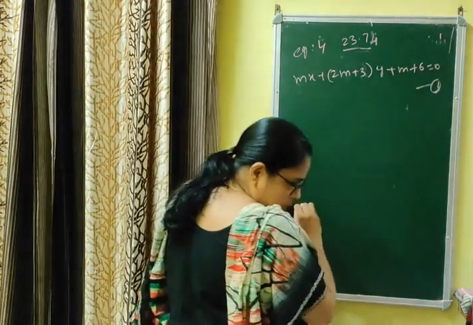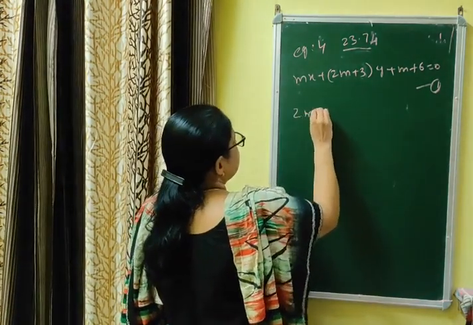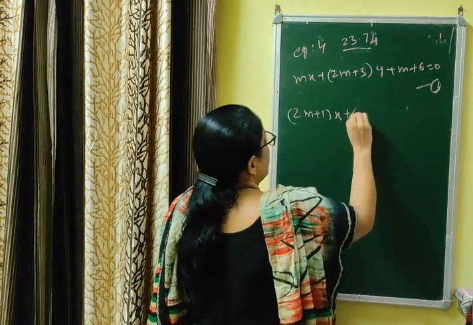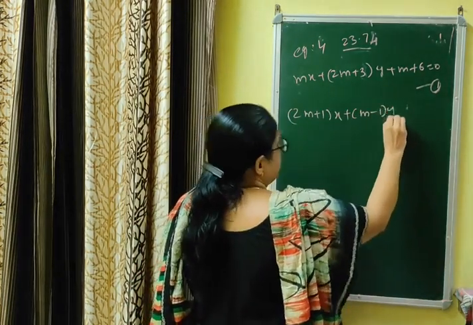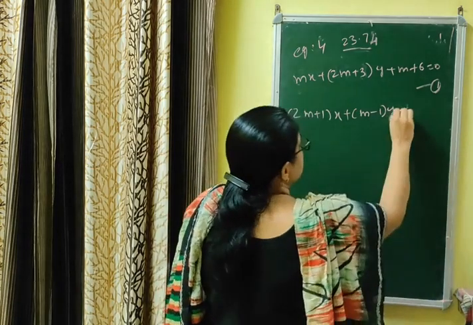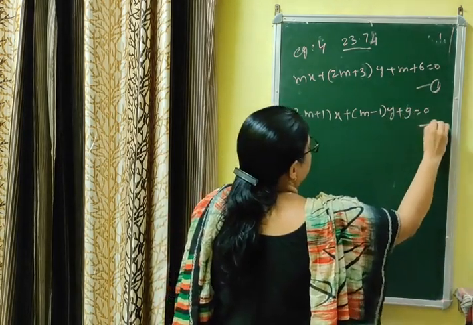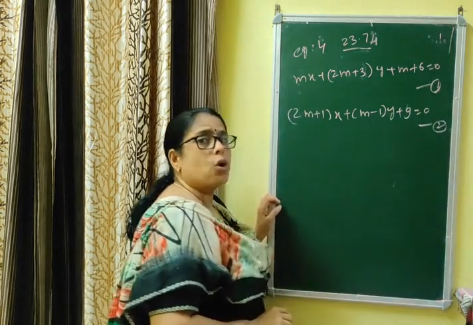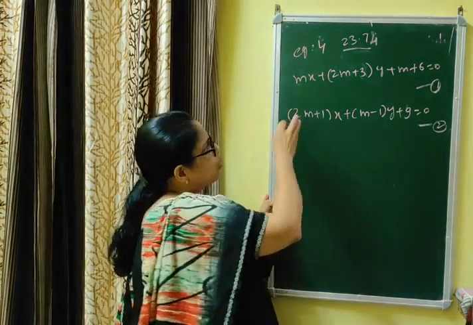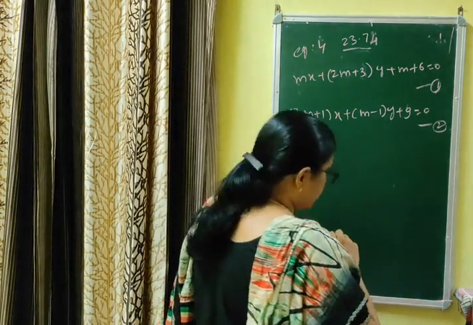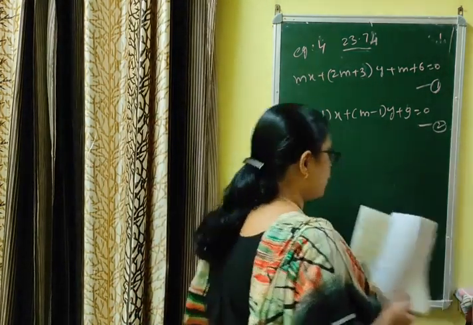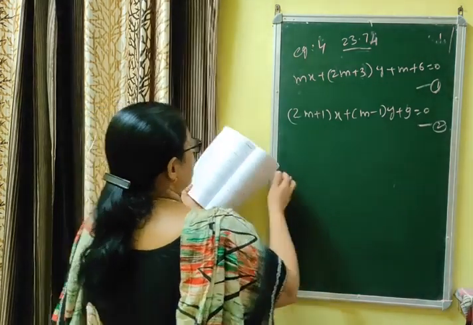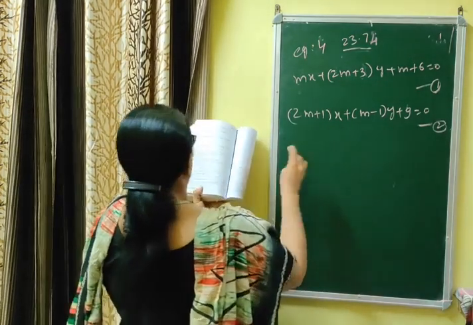The second equation is (2m plus 1) multiplied by x plus (m minus 1) multiplied by y plus 9 equal to 0, intersecting at a point on the y axis. That means the x coordinate will be 0. So for that you have to find the value of the x coordinate by cross multiplication. I will not show you all the steps. I am writing the values by the cross multiplication method of class 10.